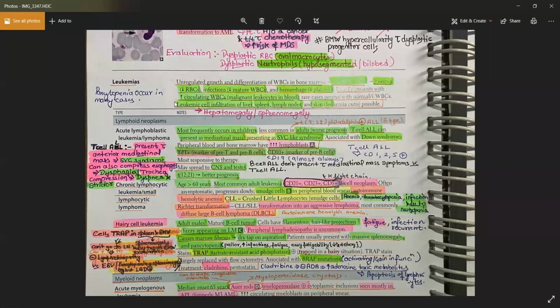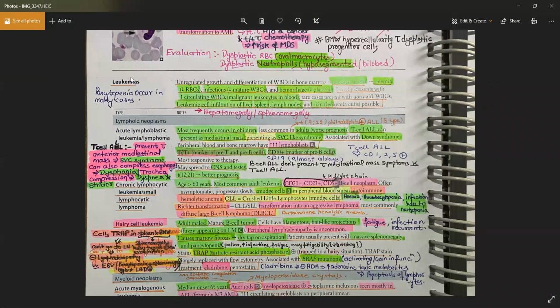Okay, this is known as leukemia cutis. So these are all the common presenting complaints of every leukemia. It is common for every leukemia. Okay, so let's discuss some specific features of every leukemia, right?